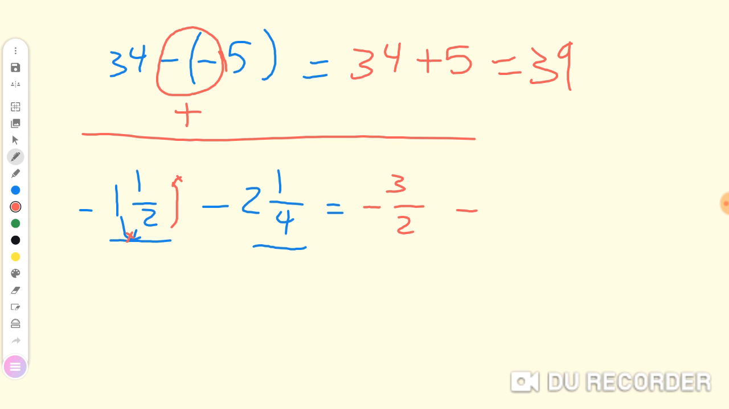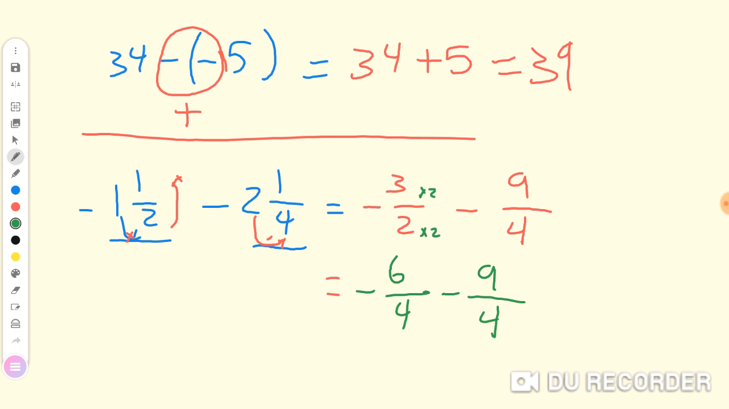2 and 1 over 4: 2 times 4 is 8, plus 1, 9. So it's 9 over 4. Okay, so let's make the same denominator. This denominator is 4. I can make 2 into 4 by multiplying it by 2, and also the numerator by 2. So it's negative 6 over 4 minus 9 over 4. Now I have the same denominator, which is 4. Okay, negative and negative, negative sign. It's the same rule as integers. Okay, negative, negative, I can write it as positive. Yes, I can write it negative 6. I'm sorry.